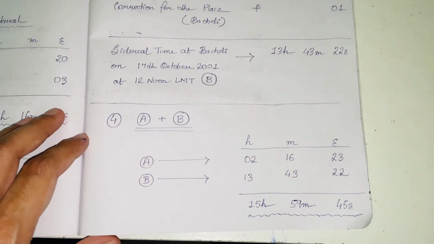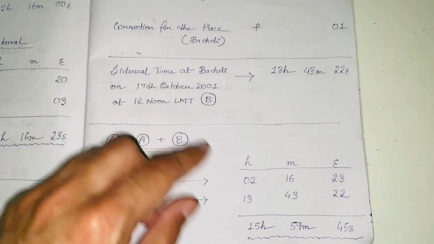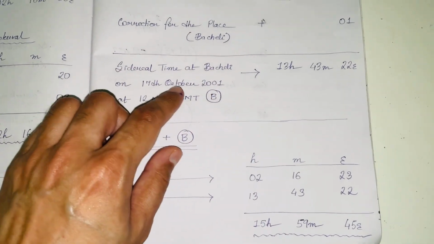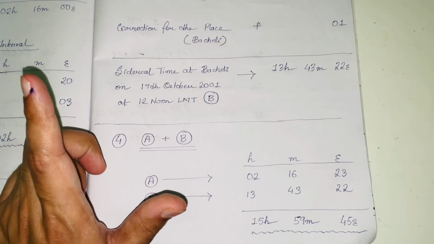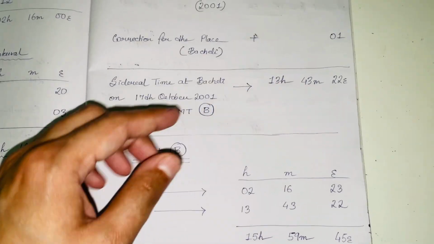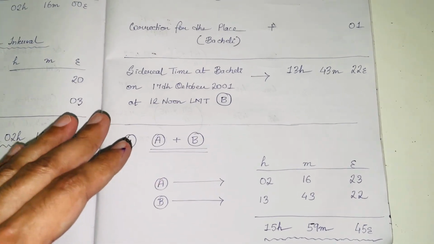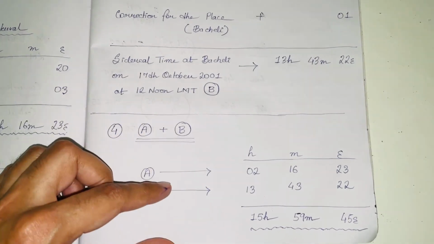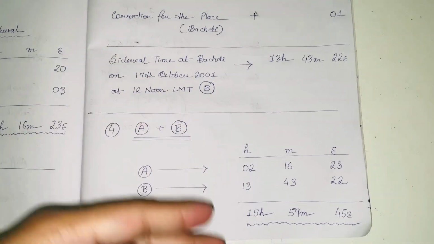Or if you want to say it in a sentence, it is the sidereal time at BACHELI on 17th October 2001 at 14:21 IST. Because whenever we are considering the value of A and adding it to B, from 12 noon LMT it gets converted to 14:21 IST. I have not written it over here, but you should write it actually. I have missed it, but anyway, you know now.